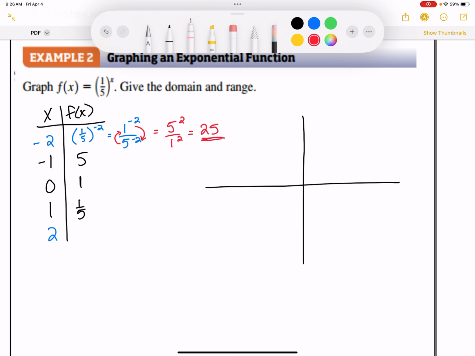And then down here, this is 1/5 squared. Well, that's just 1 squared over 5 squared. Hey, it's all positive there. We're good. That's 1 over 25.